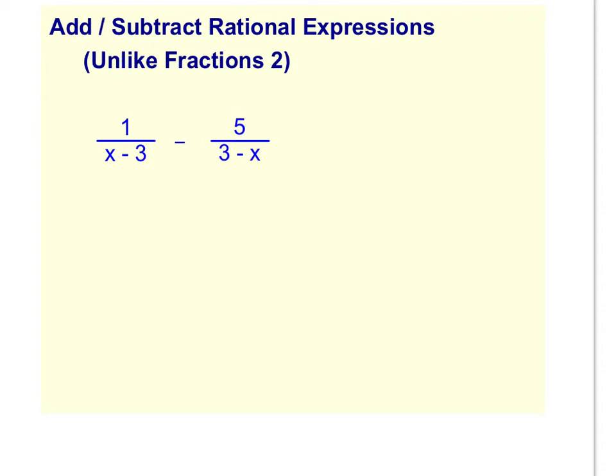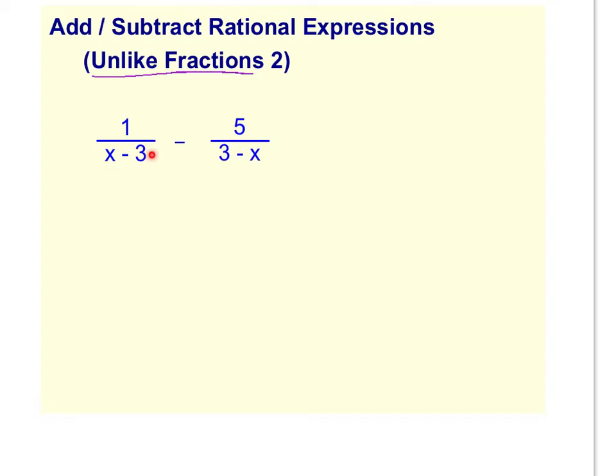This is the second video on adding and subtracting rational expressions where you have unlike fractions. That's going to be fractions where you do not have a common denominator. This one has that little trick happening, so I wanted to make sure I had a video on this. In order to add or subtract fractions, you need a common denominator.